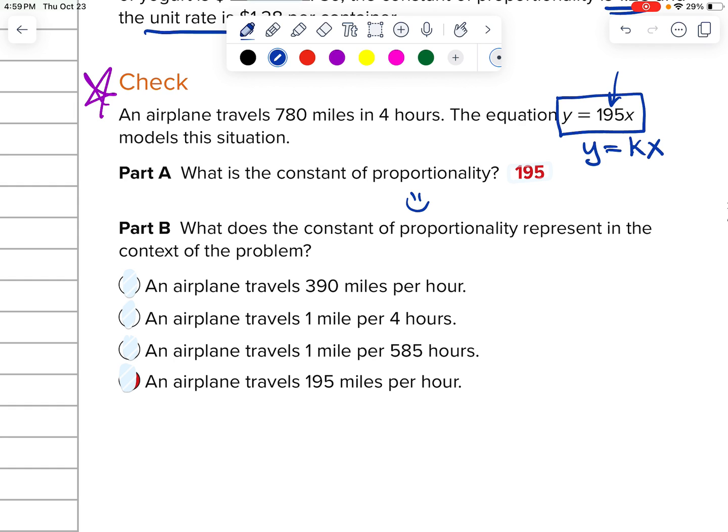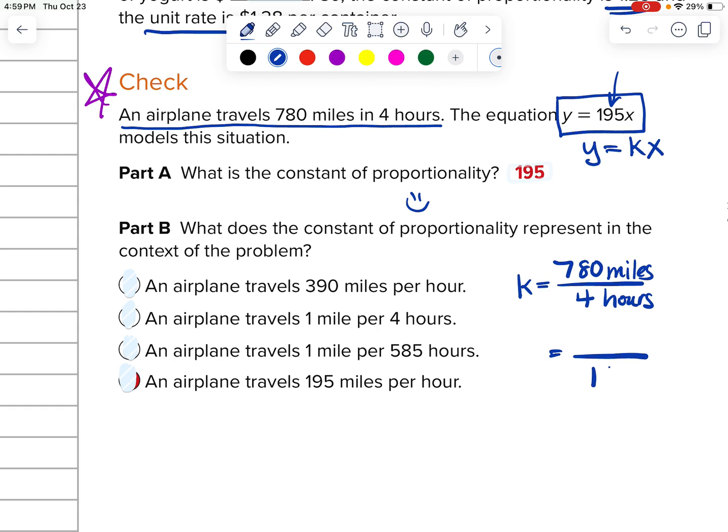Well, look back at the situation. An airplane travels 780 miles in 4 hours. Remember, k is also a unit rate. That's 780 miles in 4 hours. How much is that in 1 hour? So go ahead and divide on your calculator or in your head. You should have gotten 195 miles in 1 hour.